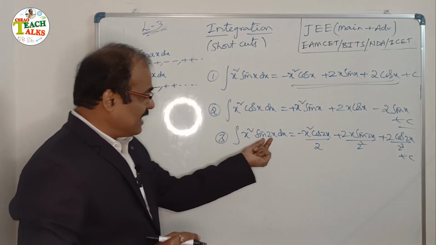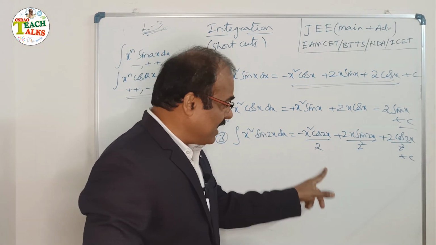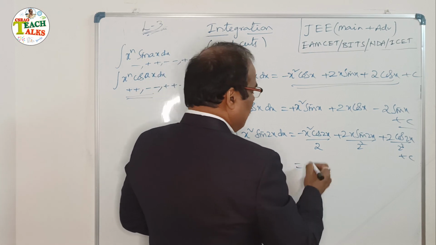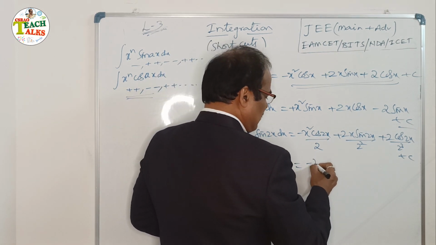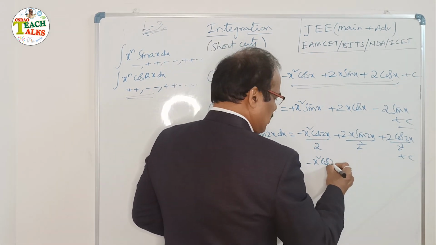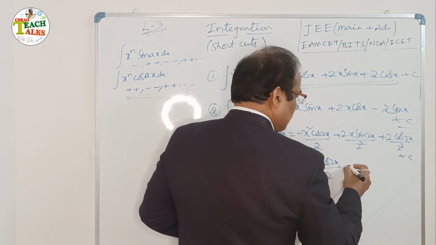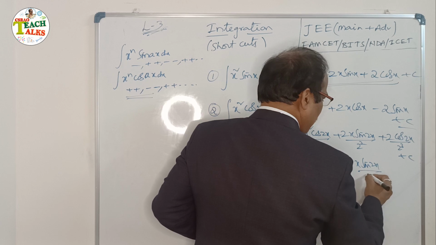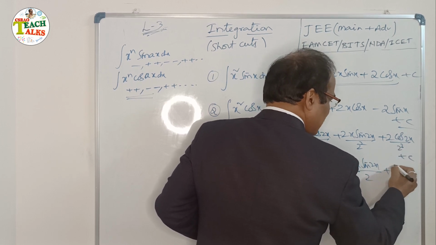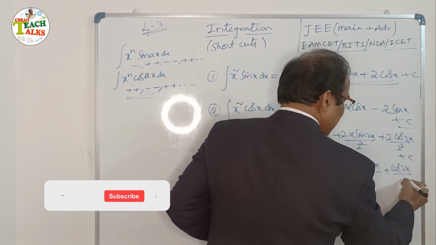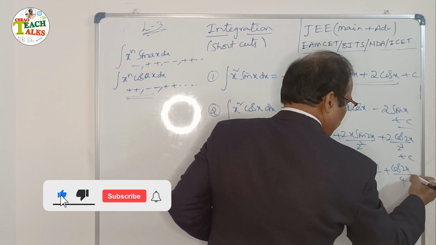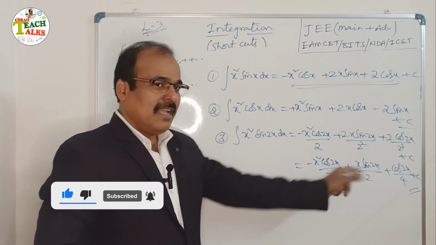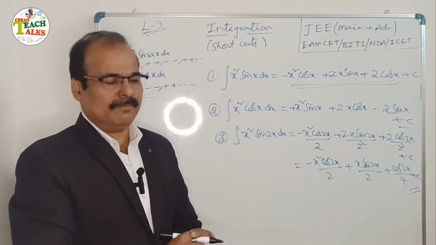Suppose a is there here, a is there with x. By a square, by a cube. Okay, this type of problems are reflected in the exams also, previous exams also you can see. So, minus x square cos 2x by 2, plus x sin 2x by 2, and 2 gets cancelled, cos 2x by 4, plus c. This is the final answer. You can simplify it according to the answer.